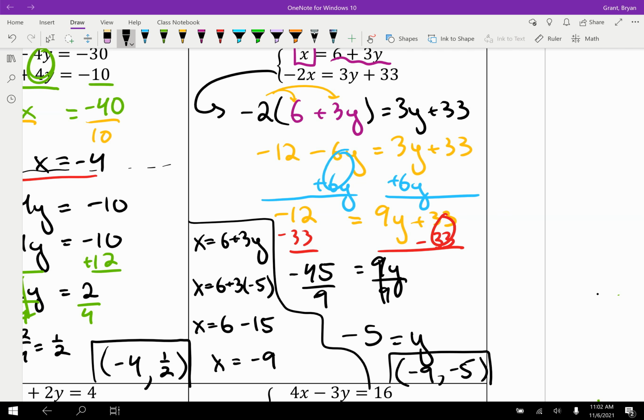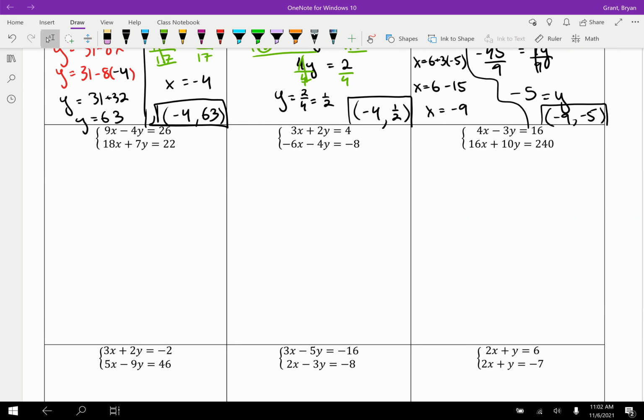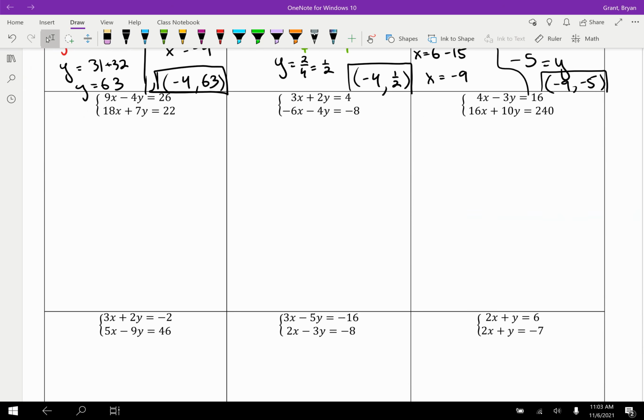All right. These first 3, as mentioned before, should have been pretty straightforward. There were 2 substitution questions and 1 elimination. The rest of these are, for the most part, really going to be all elimination. The next 3, you're going to have to multiply by a single constant. And the last 3, you're going to have to multiply by 2 constants. So let's see what you guys can do. And then once you get there, unpause and I'll finish it off.